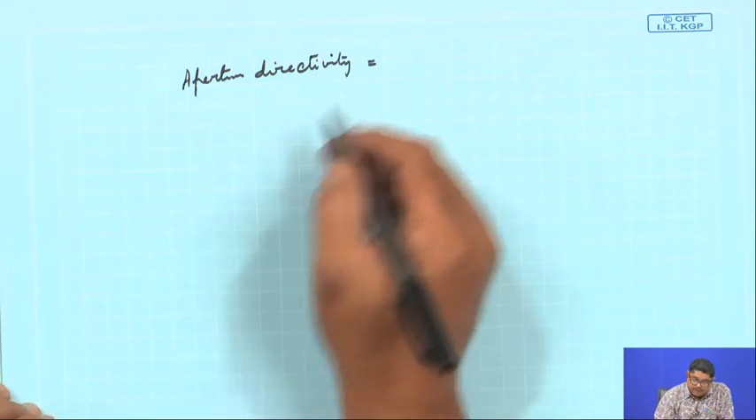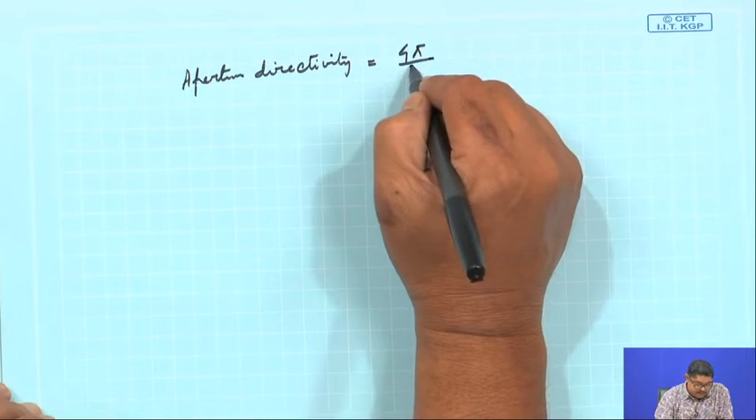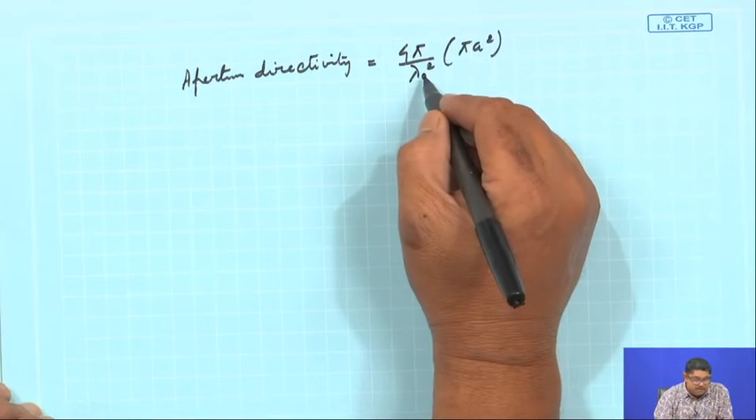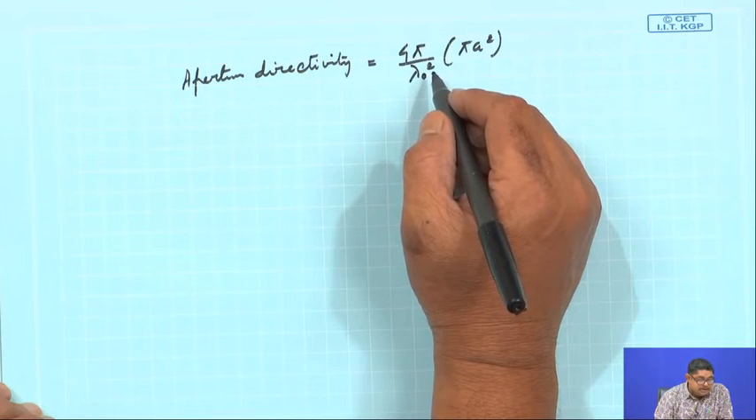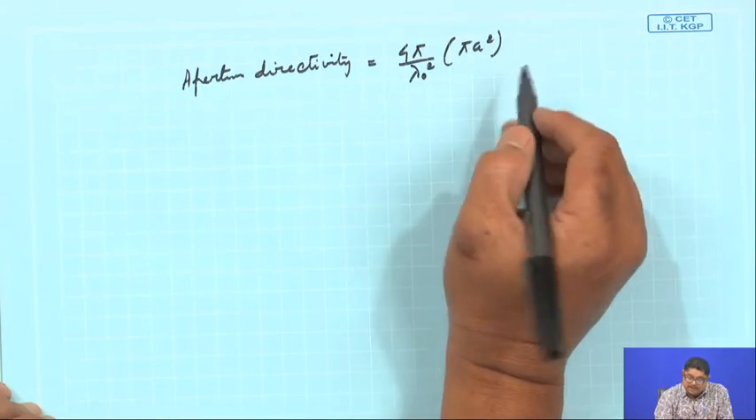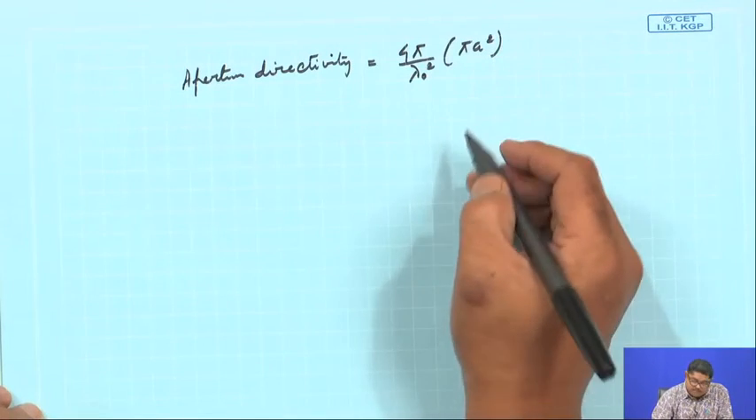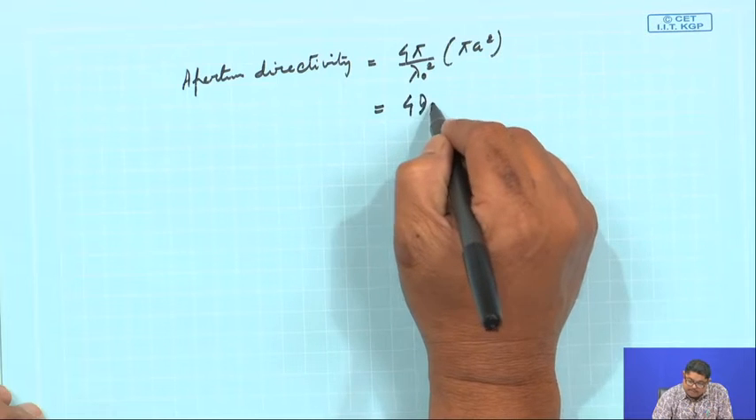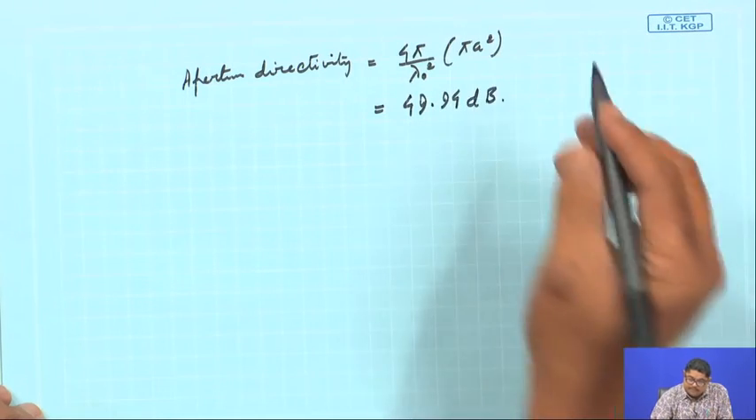So, aperture directivity will be 4 pi by lambda naught square into pi a square. The frequency is 3 gigahertz, that means lambda is 10 centimeter, and a is 10 meter. If you put all those values, you will see it comes to be 49.94 dB.